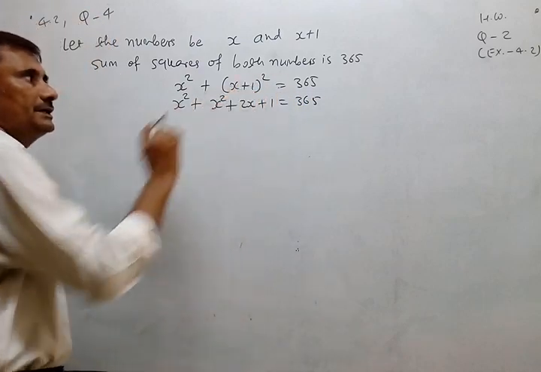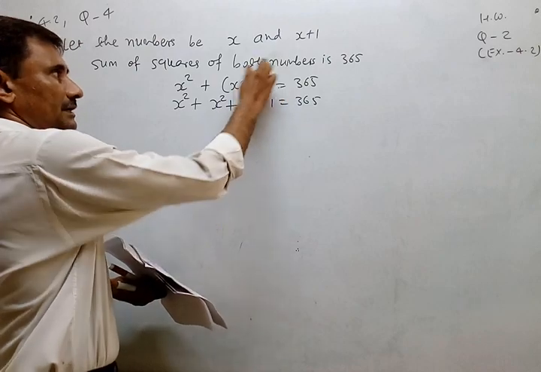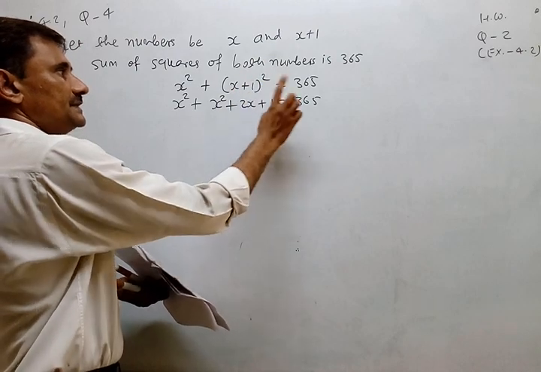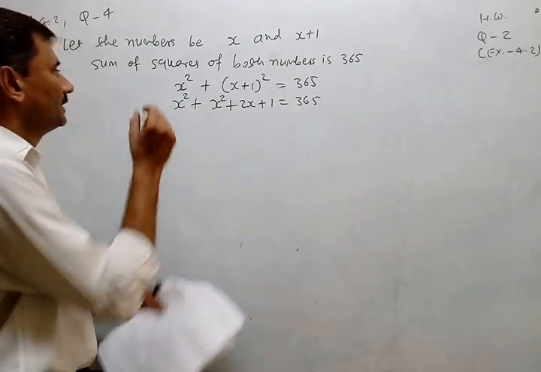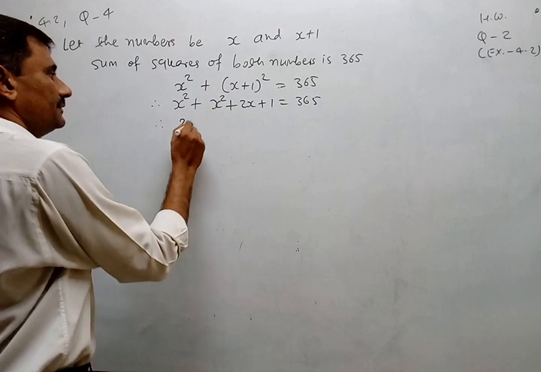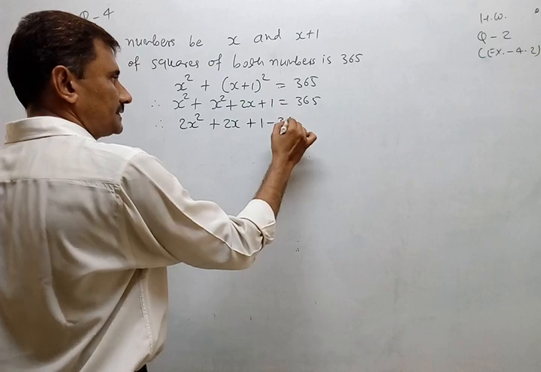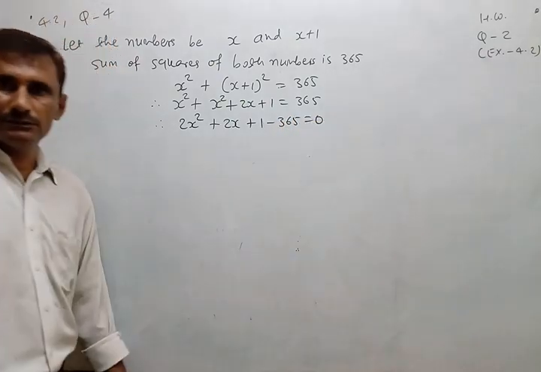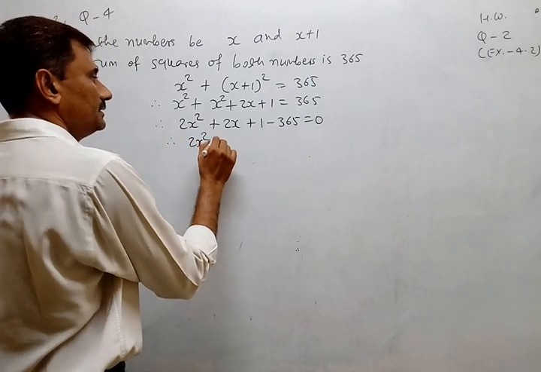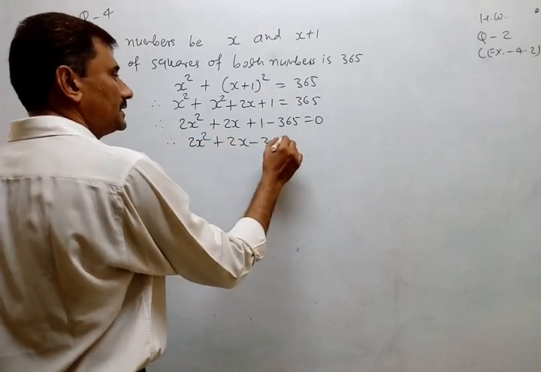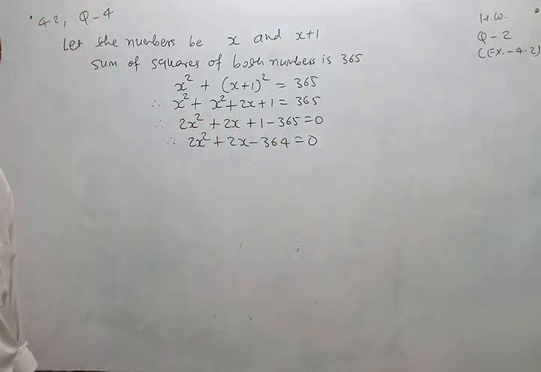I hope you know that identity is used. a plus b whole square is equal to a square plus 2ab, meaning multiplication of all three, plus b square. Okay, now they are like terms, so combine them. Therefore 2x square plus 2x plus 1 minus 365 equal to 0. Okay, so it becomes 2x square plus 2x minus 364 equal to 0. 1 minus 365 is minus 364.